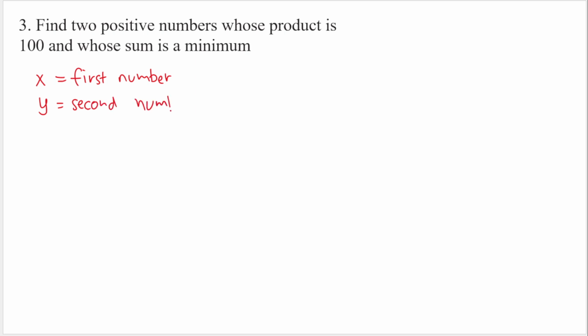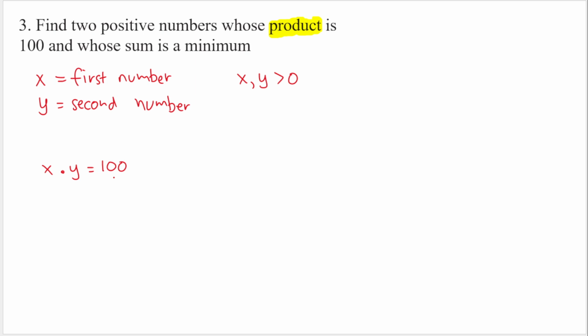And remember that both are positive, right? Because the question says that find two positive numbers. So positive numbers mean that x and y are both greater than 0. Okay? And then we know from the problem that the product means that we multiply x and y, is 100. So we know exactly that x multiplied by y is equal to 100, right? Okay, I think that's good.